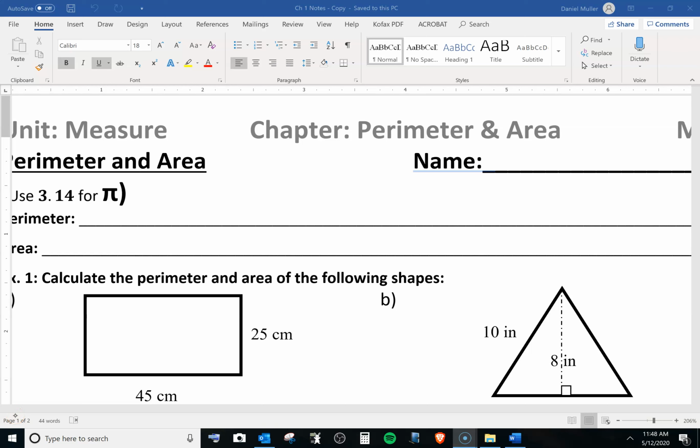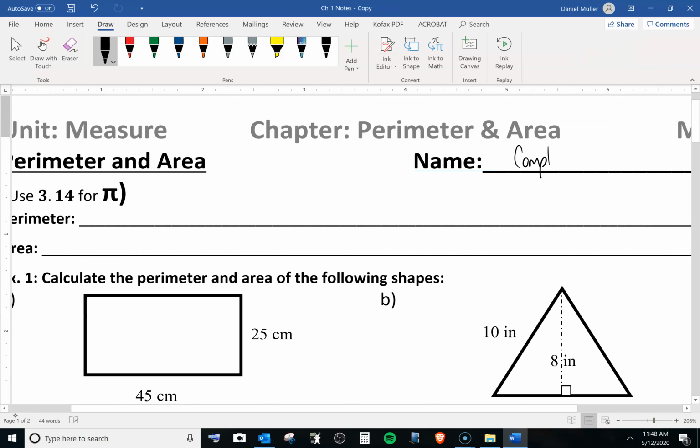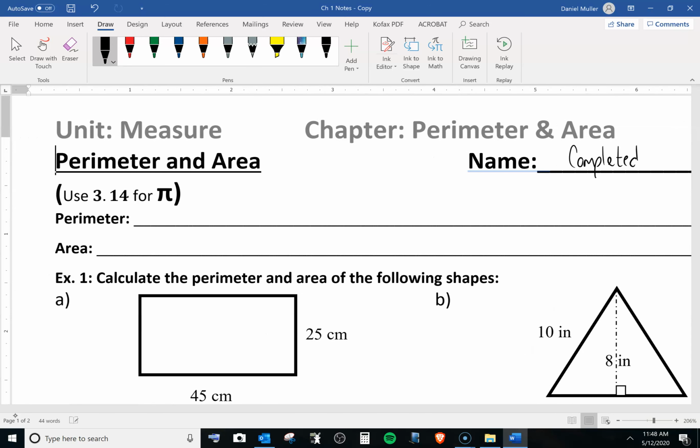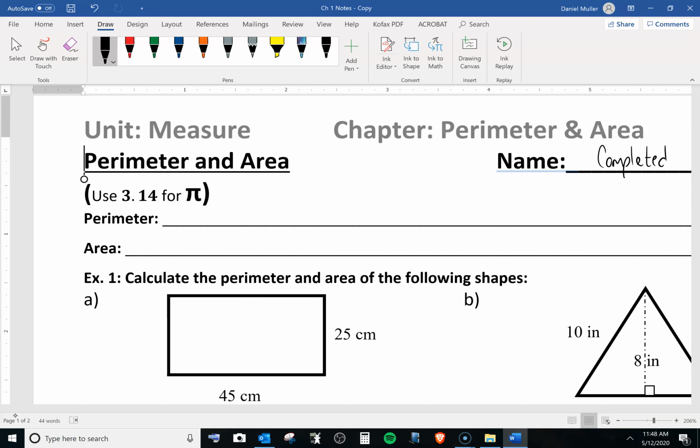All right, this is the first chapter on perimeter and area. And let's just right here, this is going to be the key. Now, for this lesson, we're going to be using 3.14 for pi. We're going to do this all without a calculator.